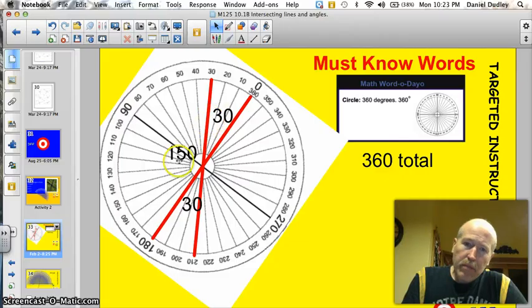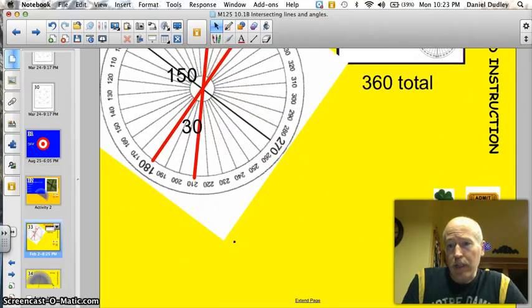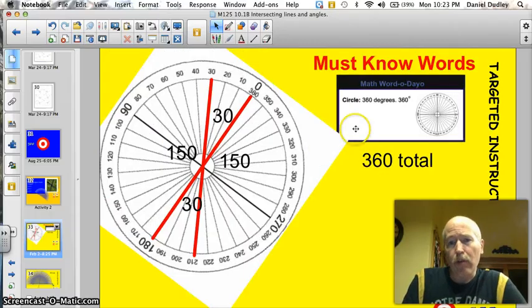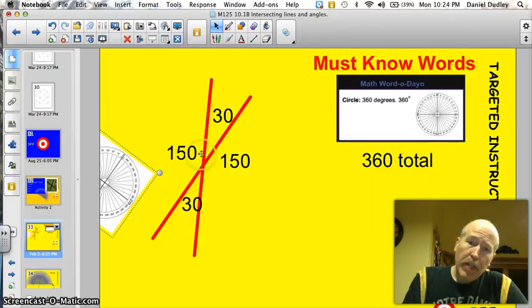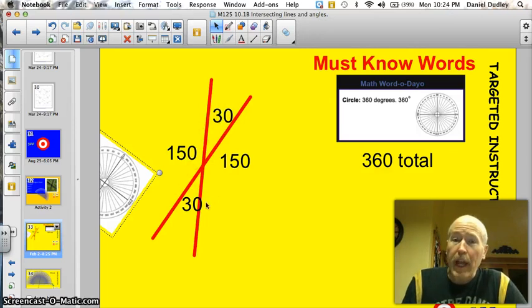Because this plus this will always equal 180. Well, and now you know that opposite angles are equal, so you can just flip this guy up here. And very quickly, you found all four angles. Here's an obtuse angle of 150. Here's an acute angle of 30. Opposite angles are equal, so really you only need one angle when two lines intersect to find all other angles.